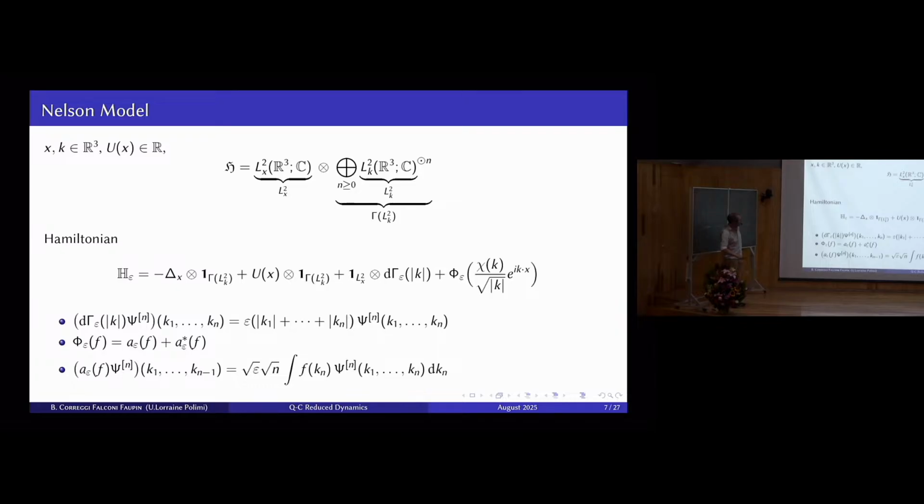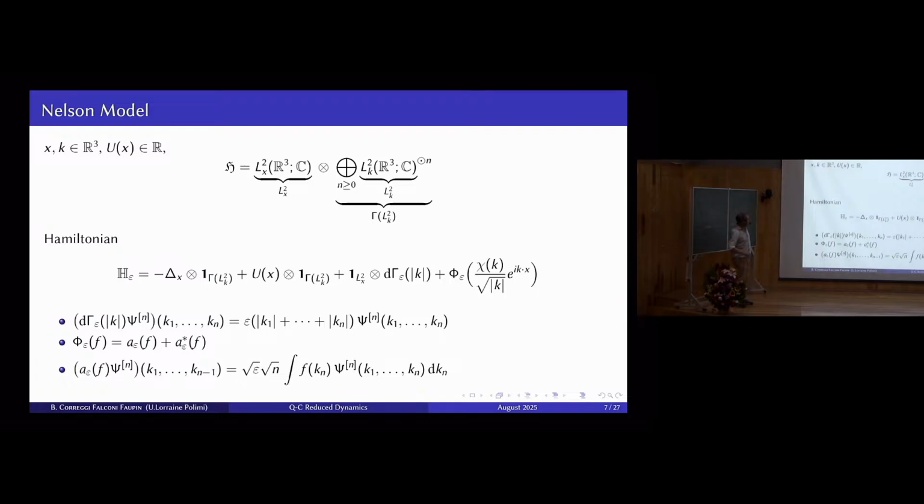For the interaction, here we have what are called the field operators. It is the sum of the annihilation operator and its adjoint, the creation operator. I just wrote the formula for the annihilation operator. If you have a symmetric function, you integrate one of the variables, and so you lose one of the n variables. You get a function of n minus 1 variables, hence the annihilation. And the scaling here is square root of epsilon. Each time I have an annihilation or creation operator, it will always come with a square root of epsilon.